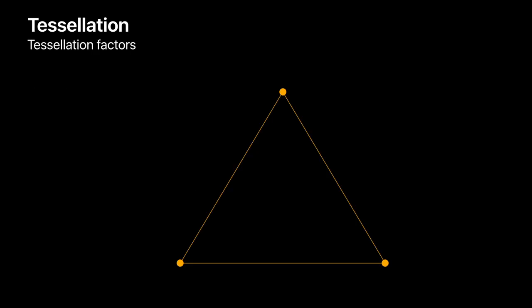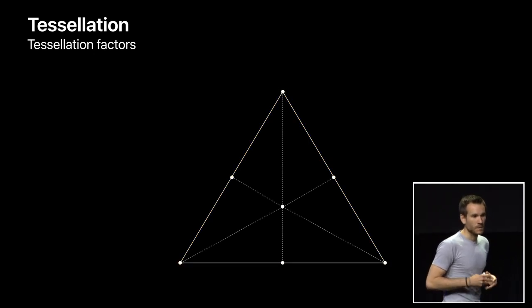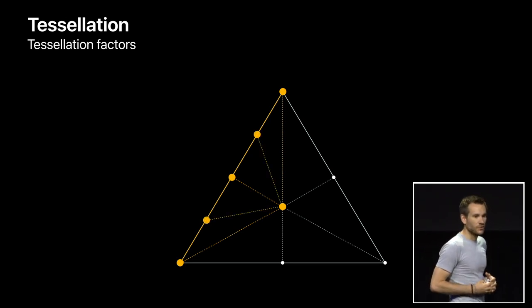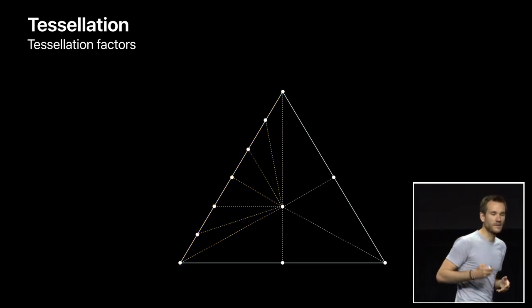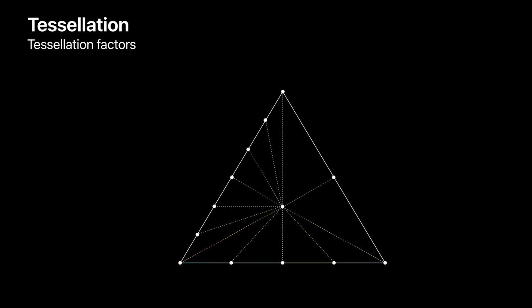So this is a triangle, and this is a tessellated version of it. So the tessellator gets to decide how much an edge can be split. It can decide how many vertices can be created on the first edge and on the second edge. And of course, it can do that for the third edge. And what's nice is that the tessellator also gets to generate more vertices inside the triangle.